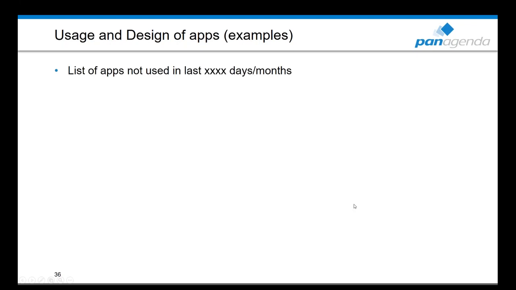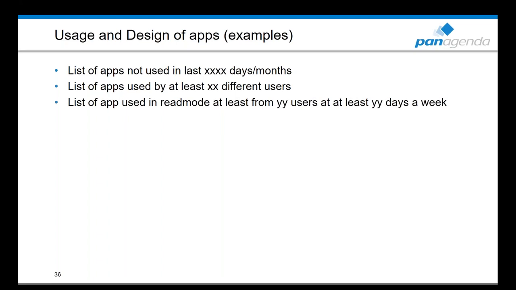But how about specific questions? So you would like to get rid of applications or cut down the number of applications you have to move. So we could just give you a list of applications not used in the last time period. Or we could give you a list of applications at least used by X users. So at least 2 or 3 or 4 or 10 users.